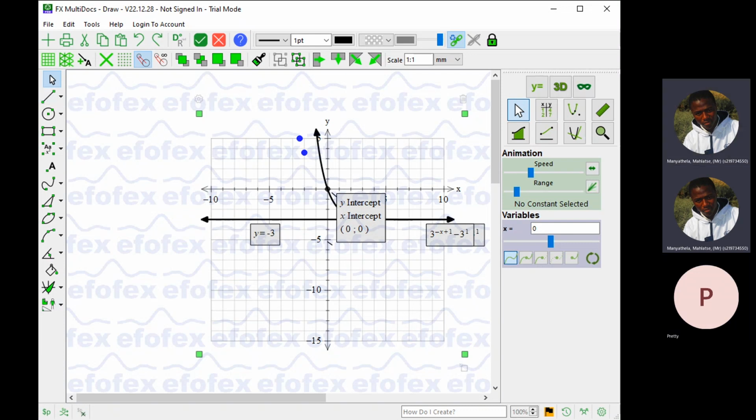So okay, let's proceed to the next question. The next question says, calculate the x value when y equal to 5. So what we are going to do is take the equation that we are given and equate it to 5. That is what it means. You're taking the equation that you were given and equating it to 5.